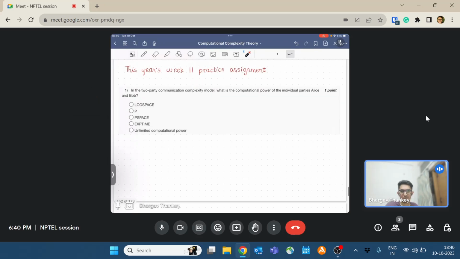So now let's look at this year's week 11 practice assignment. The first problem from the practice assignment is: in the two-party communication complexity model, what is the computational power of the individual parties Alice and Bob? The options are log space, polynomial time, polynomial space, exponential time, and unlimited computational power. Which of these is correct?